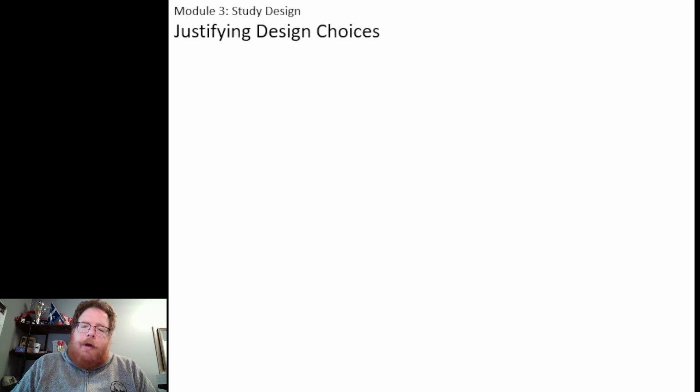Now, there's one more aspect of study design that I think is important for us to talk about here, and that is the idea of justifying design choices. You'll find that when you are designing a study, there will be all kinds of choices that you have to make, and you can't just make random choices. You have to justify the choices that you have to make.